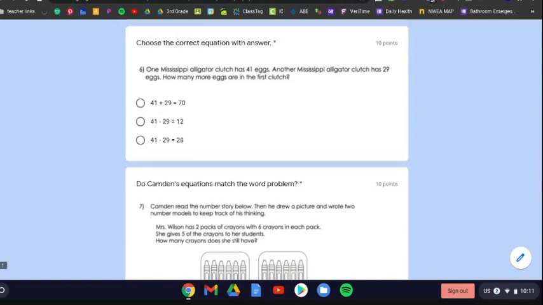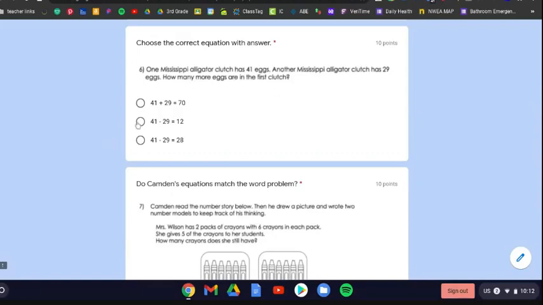Number 6, one Mississippi alligator clutch has 41 eggs. Another Mississippi alligator clutch has 29 eggs. How many more eggs are in the first clutch? So an alligator nest has 41 eggs. Another one has 29 eggs. The question says, how many more eggs are there?